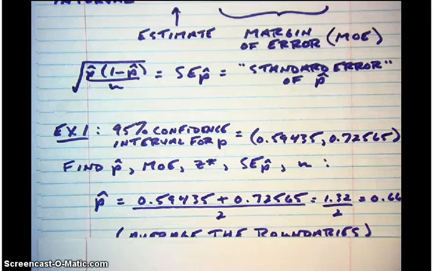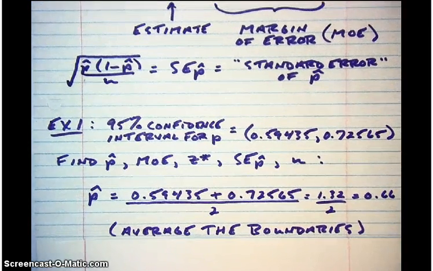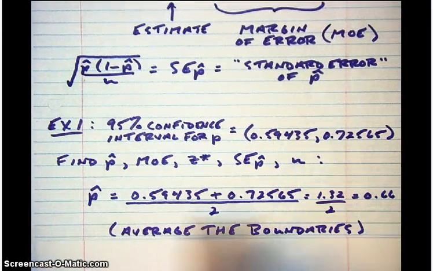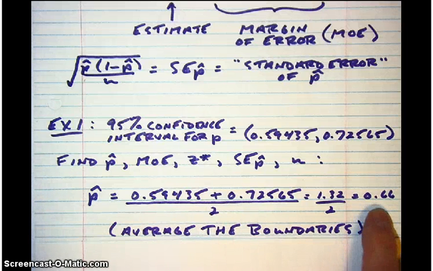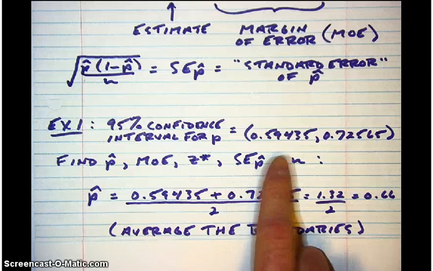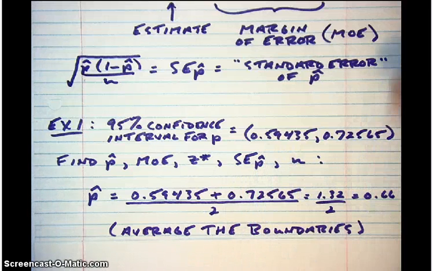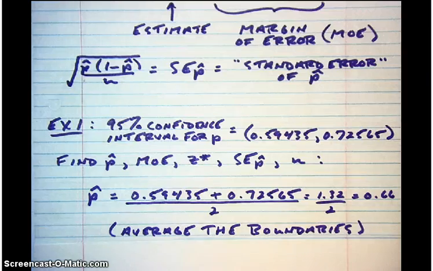To find p hat, you just average the boundaries. So you add those two numbers together, divide by 2, there you go. p hat is 0.66 in this case. That's directly in the middle of this interval. And that's where p hat always is. It's directly in the middle.